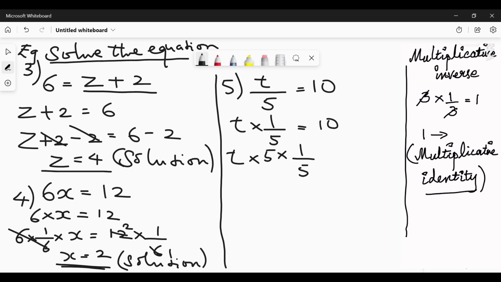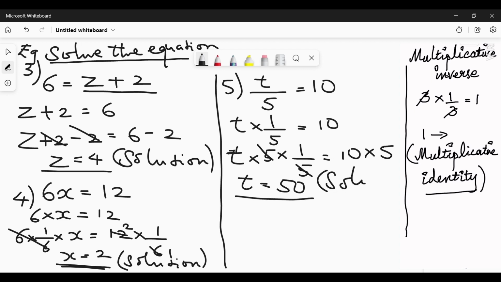So T times 5 times 1 by 5 is equal to 10 times 5. So you multiply by the multiplicative inverse on both sides. So 5 and 5 get cancelled. You get T equal to 50, and this is your solution.